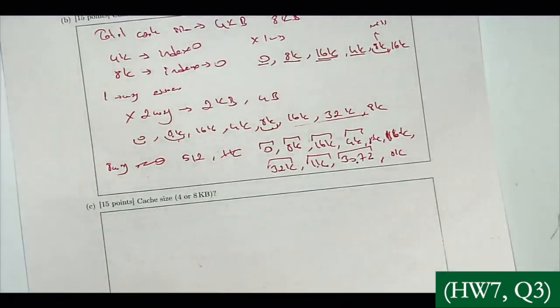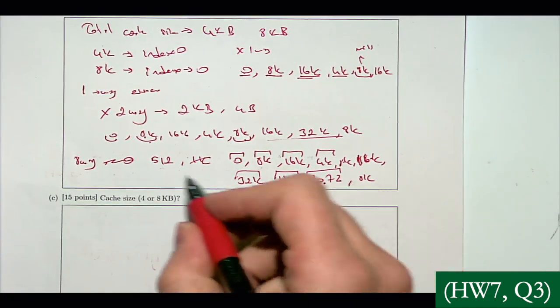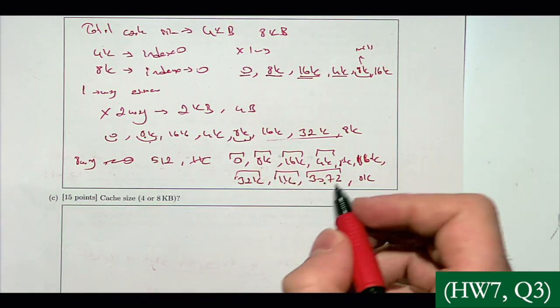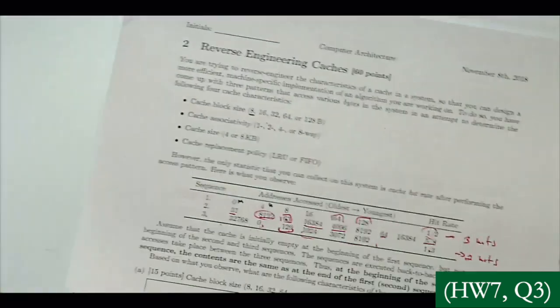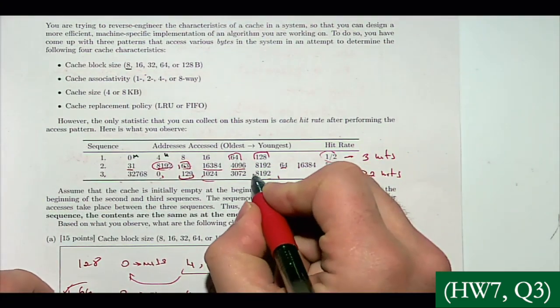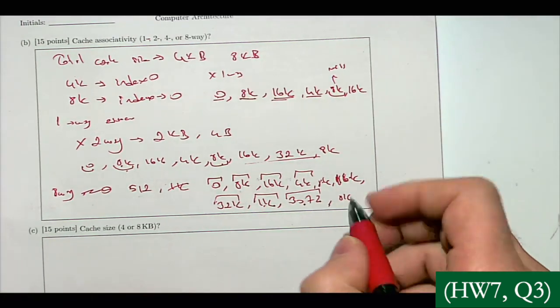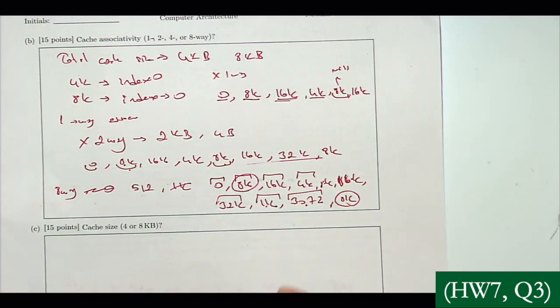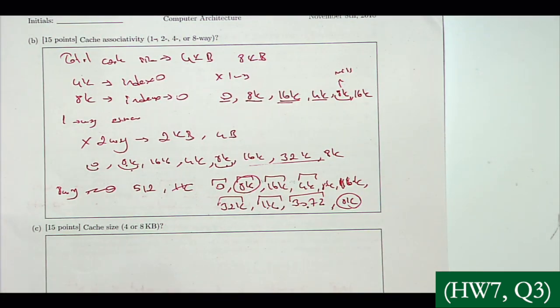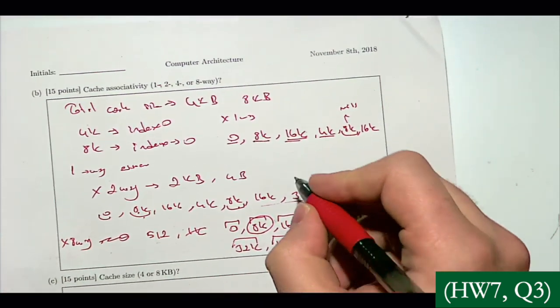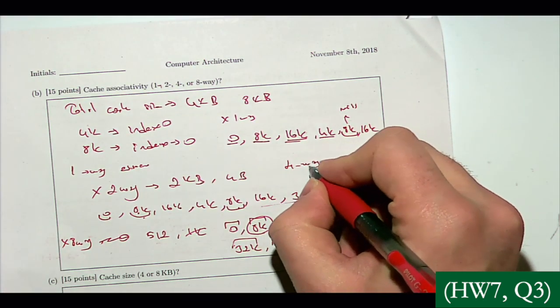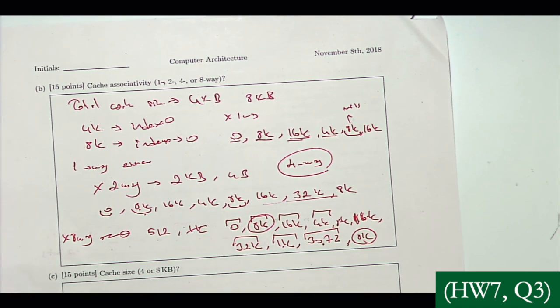But see, if this is an 8-way associative cache, basically, I will end up having 8K as a hit, because this is already in the cache previously, all right? So again, 8-way won't work for us. Then 4-way is our only option left for this one.